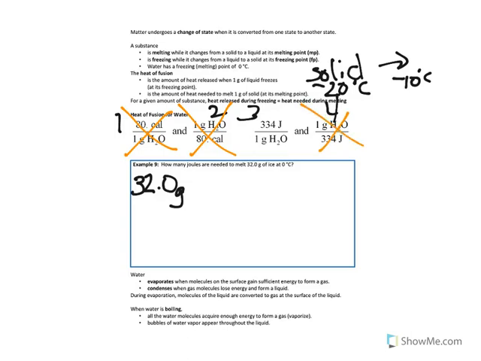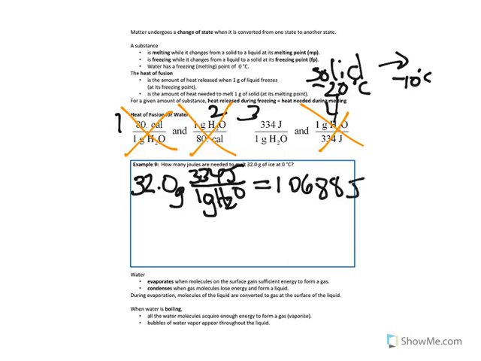Equation 3 has grams in the denominator and joules in the numerator. So 1 gram of water requires 334 joules. We have 32 grams of water. So 32 times 334 gives us 10,688 joules. That is how many joules are needed to melt 32 grams of ice at 0 degrees Celsius.